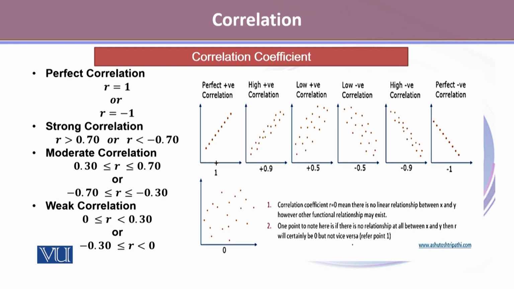If the value of the correlation coefficient is greater than 0.70 or less than -0.70, this reflects stronger correlation. If this value ranges between 0.3 and 0.7, it represents moderate correlation, and a weaker correlation if the values are less than 0.3 and closer to 0.